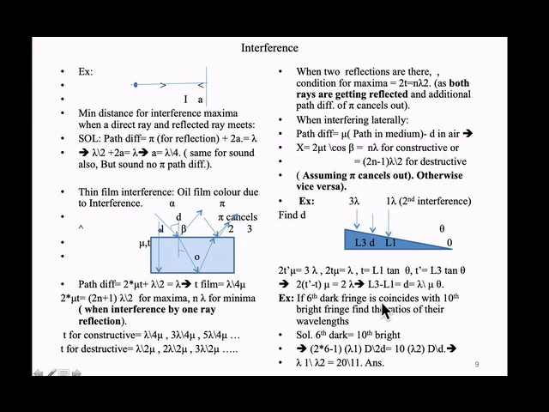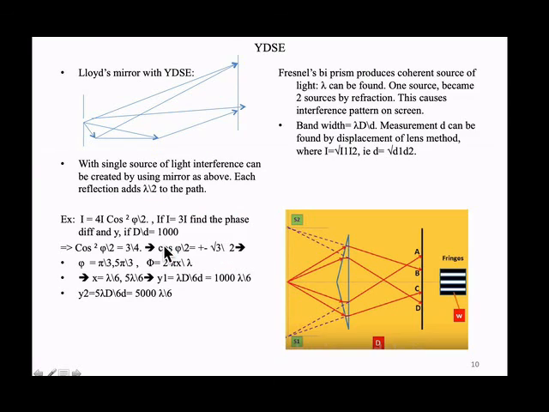Suppose the sixth dark fringe of a certain wavelength coincides with the 10th bright fringe of another wavelength, find their wavelength ratio. So we know the 6th dark fringe means (2n-1)/2 into λD by d, and the 10th means 10λD by d. So when we equate, λ1 to λ2 is 20 to 11. So these types of problems we may get in interference.